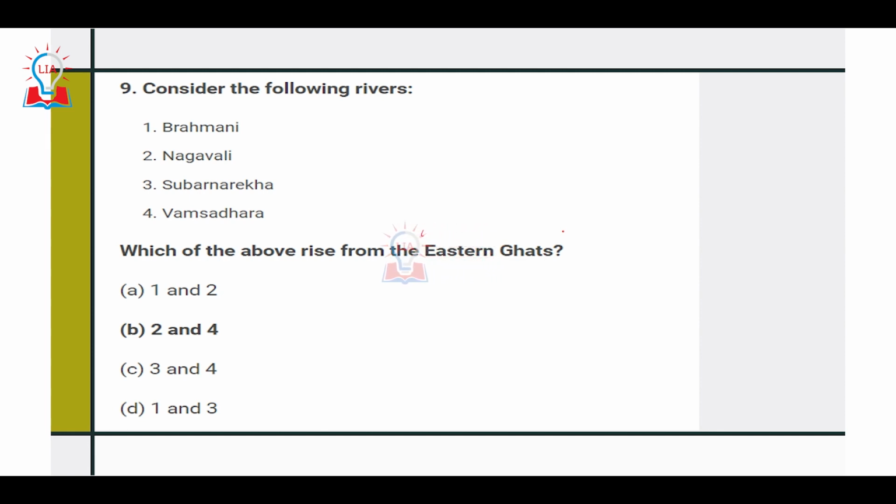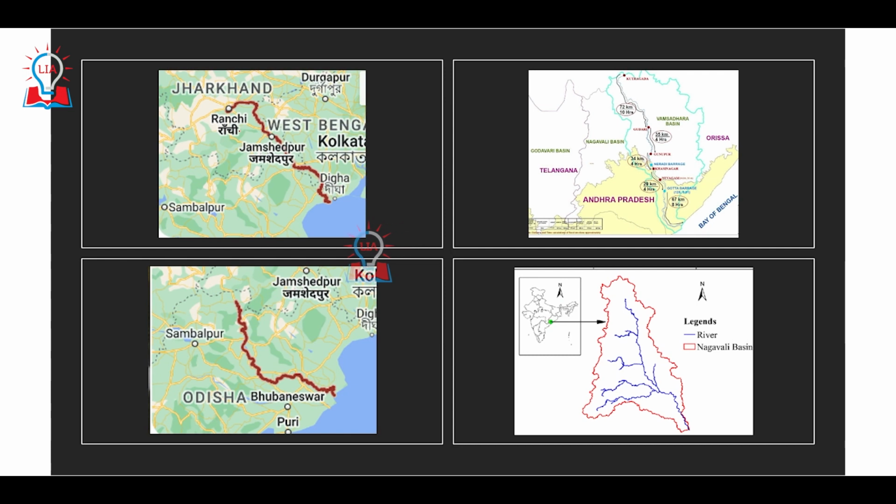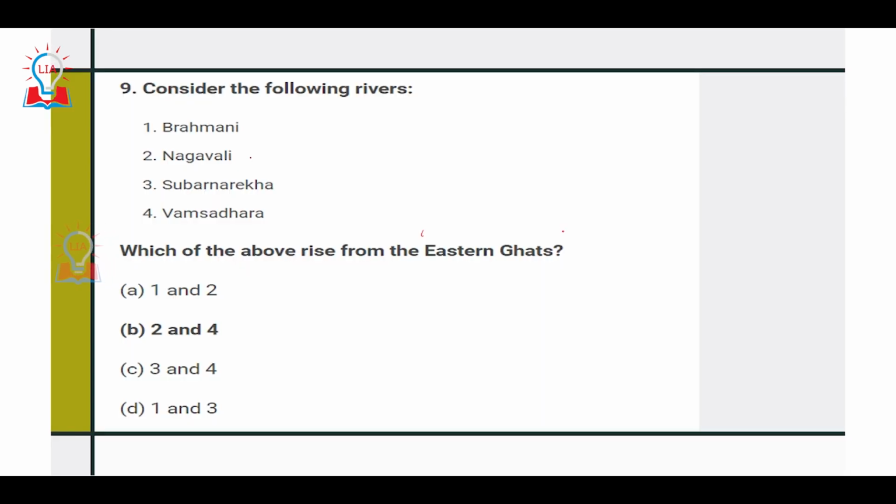So if you look at these four rivers, the Brahmani river originates from the Ranchi Plateau, the part of the Chota Nagpur Plateau, and then it travels all the way through Odisha and drains into the Bay of Bengal. So obviously Brahmani does not originate from the Eastern Ghats, it originates from the Chota Nagpur Plateau. Similarly, if you look at the Suvarnrekha river, this river also originates from the Ranchi part of the Chota Nagpur Plateau.